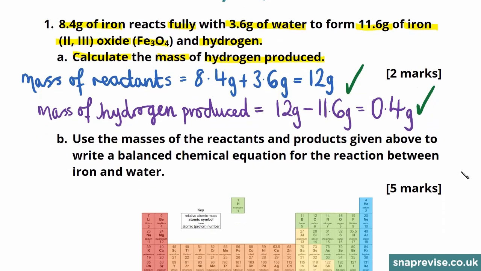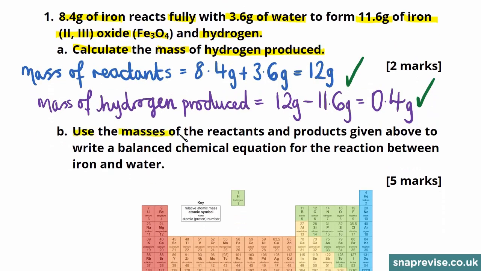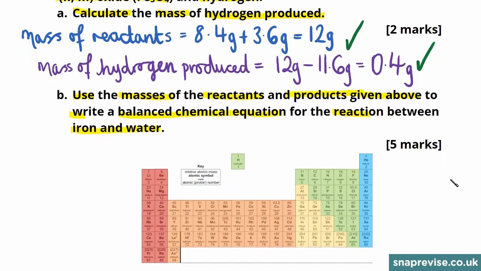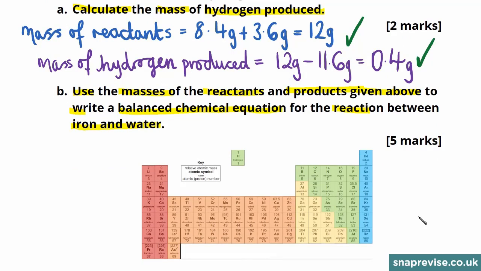In part B, we're told to use the masses of the reactants and products given in the question above in part A in order to write a balanced chemical equation for the reaction between iron and water. And as a hint, we're given a periodic table in order to help us.